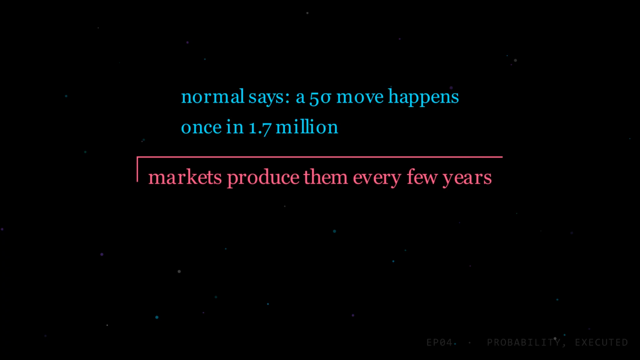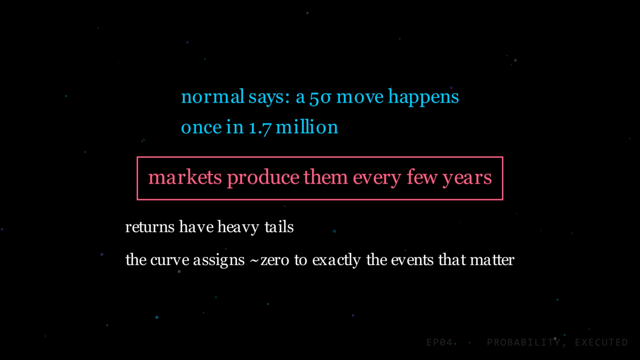Now, the caveat, and it's the whole reason this episode exists. The normal distribution says a 5 sigma event happens once in 1.7 million. Financial markets produce moves that large every few years. Not because the maths is wrong, but because returns aren't normal, they have heavy tails, and the normal curve assigns almost zero probability to exactly the events that matter most. Every major risk model failure of the last 40 years is some version of this. We'll come back to it in episode 12.